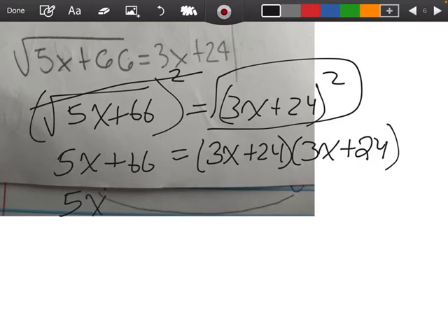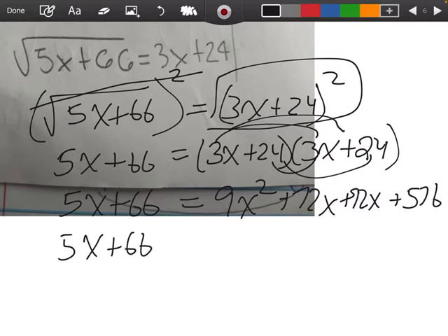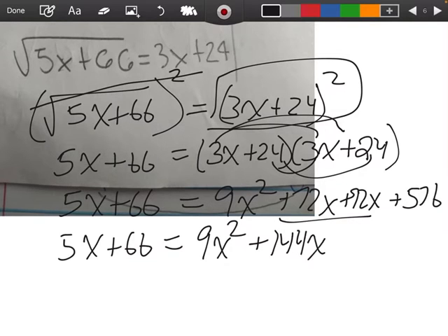And so now I'm going to have 5x plus 66 equals, let's go ahead and multiply, that's 9x squared. 3 times 24 should be 72x. 24 times 3 is another 72x, and 24 times 24 is 576. So now I have 5x plus 66 equals 9x squared, 72 and another 72 is 144x, plus 576.